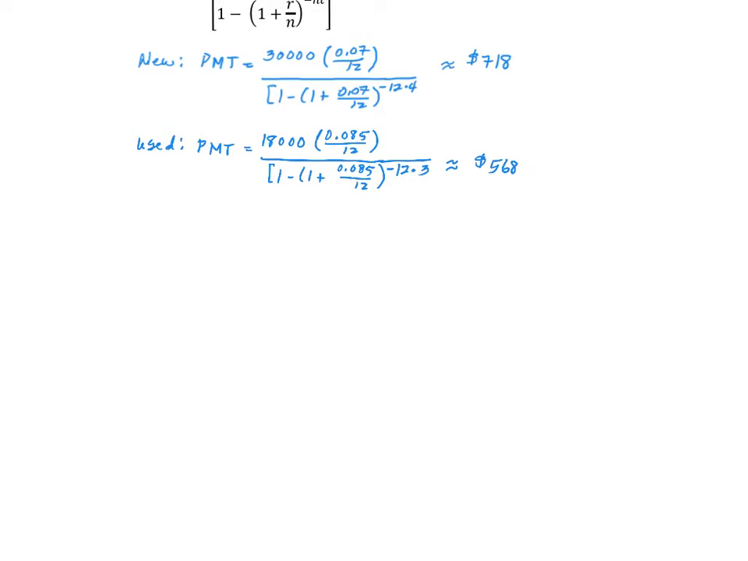So comparing these two options, we have monthly payments of $718 versus $568. The difference is going to be $150 per month. In this particular problem, we were only asked to look at the difference in monthly payments. So the used car has lower payments.